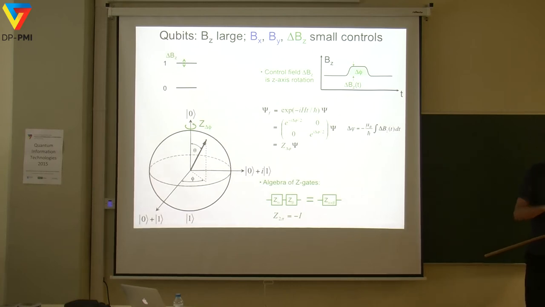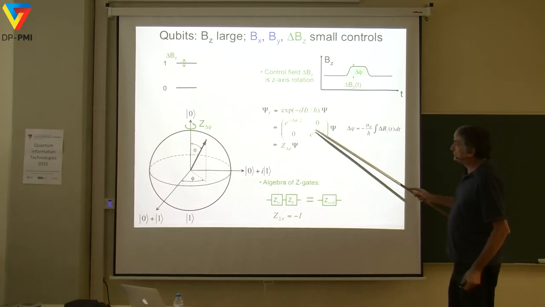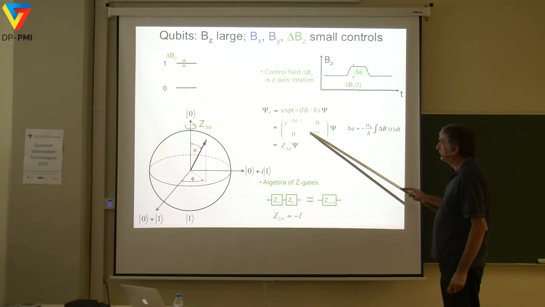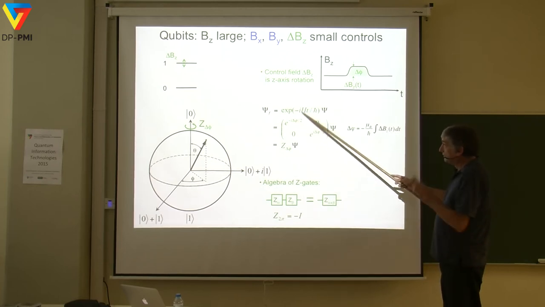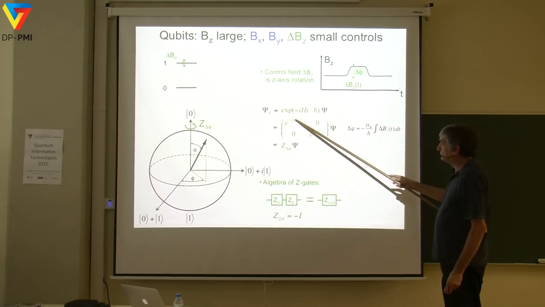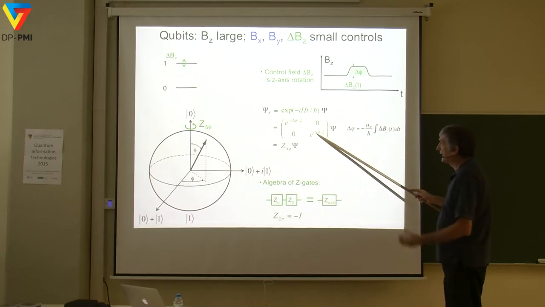Okay. Now, with the B field in the Z direction, things are easy because the operator here for Bz is diagonal.